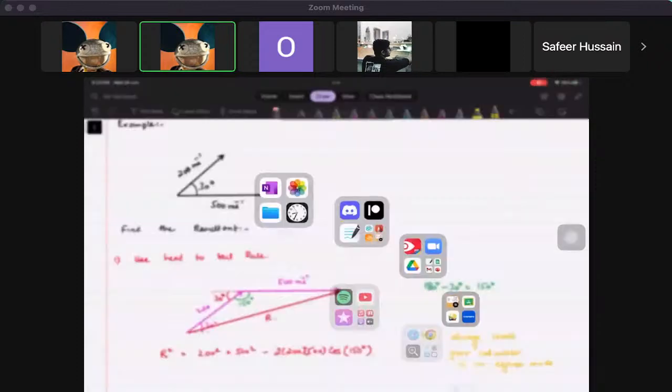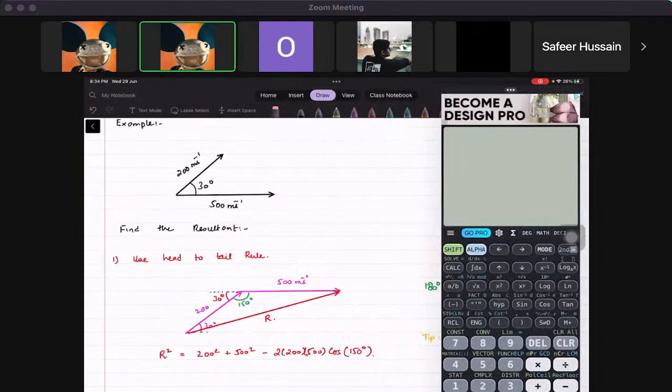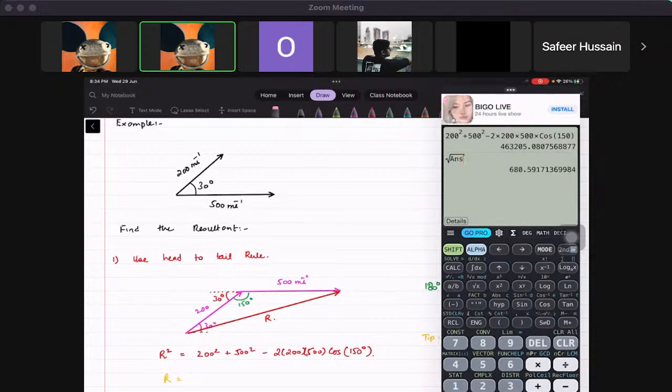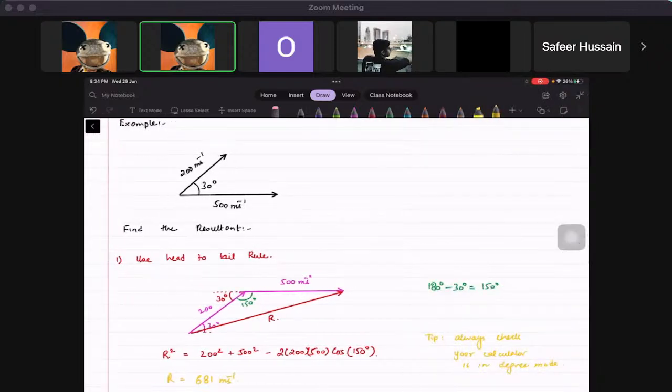Okay, so let's pull up the calculator. Put it right here. So what we're doing: 200 square plus 500 square minus 2 times 200 times 500 times cosine of 150. And to find R we also need to take the root of this answer. So we take the root, and we get 681 meters per second as our resultant. As simple as this. This will take you minimum 1 minute. Is it clear?